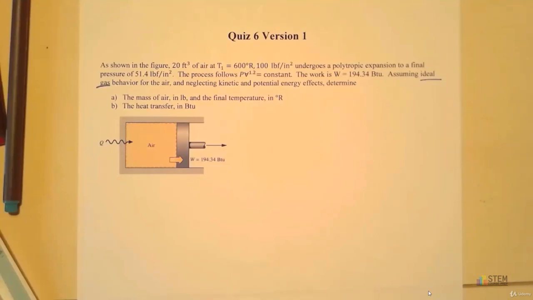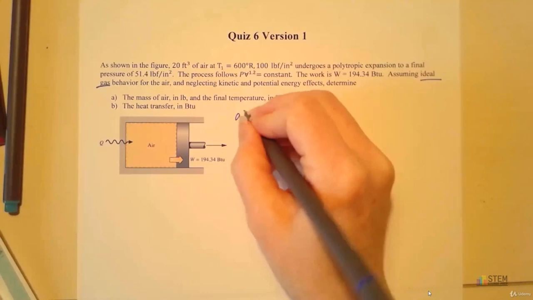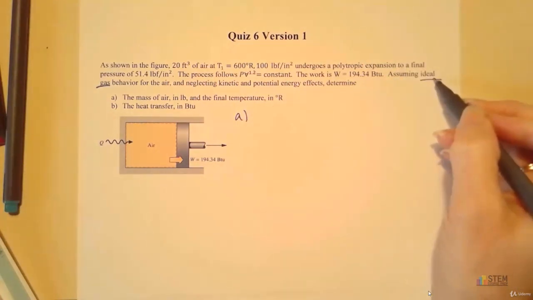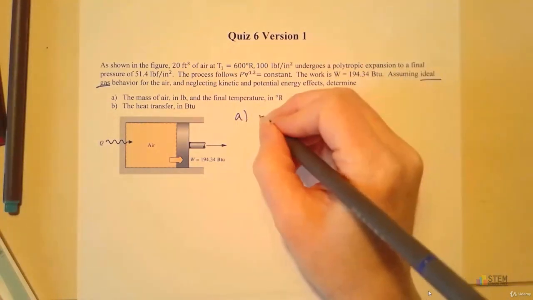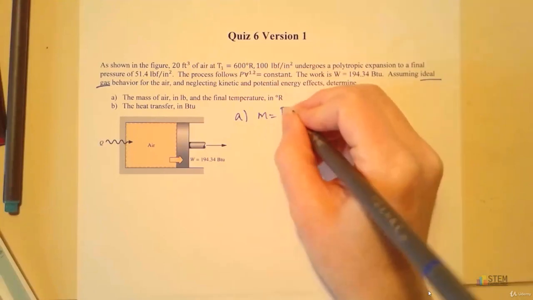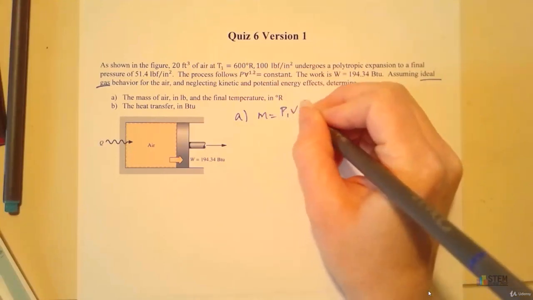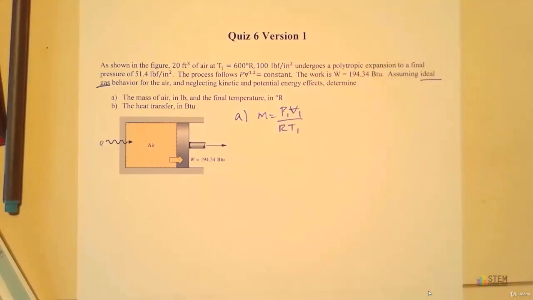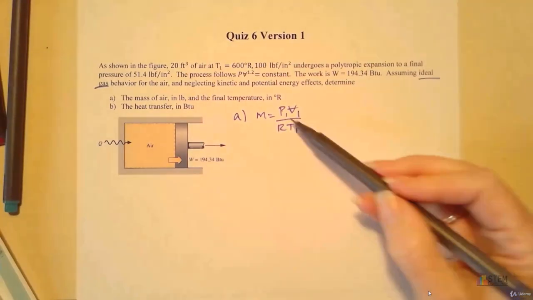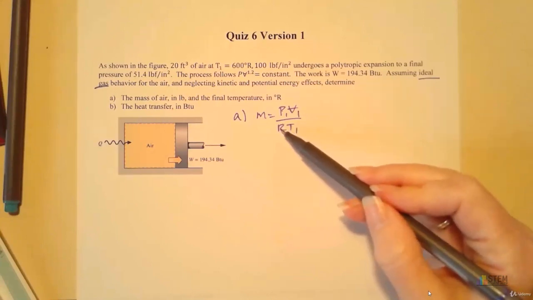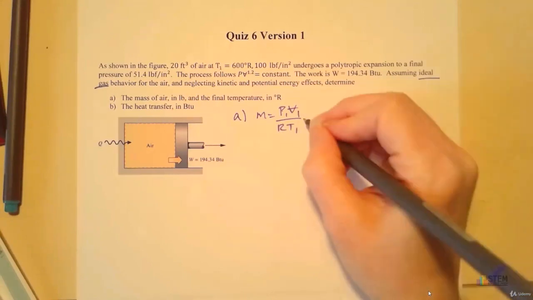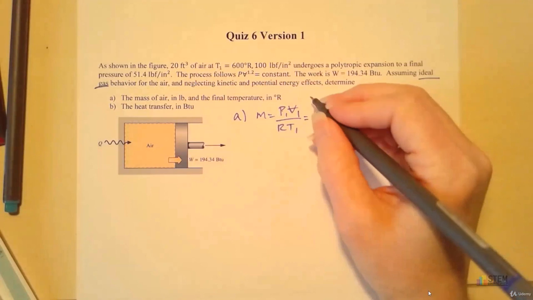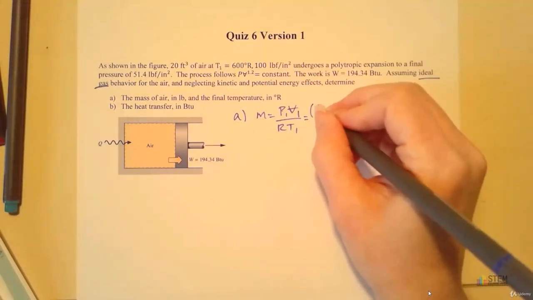Let's find the mass of the air first. It told us we have an ideal gas. That means we can write the expression that mass equals P1 times V1, where this is volume, over R times T1. Now we have all of these values. R you would have to look up in the table if you weren't given that. So we can plug everything in and then check out the units.